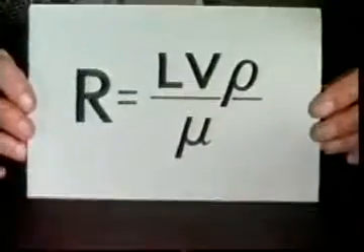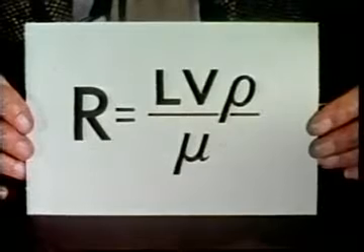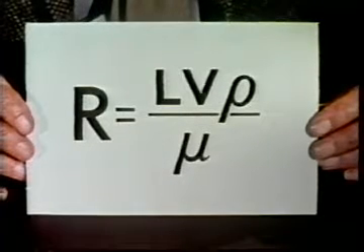Low Reynolds number flows are those in which inertia plays only a very small part in the conditions which determine the motion. Reynolds number for a flow which is characterized only by density and viscosity is defined as R equals L V rho over mu.